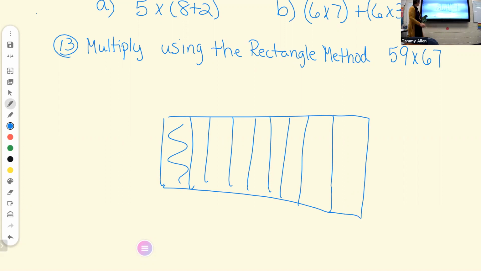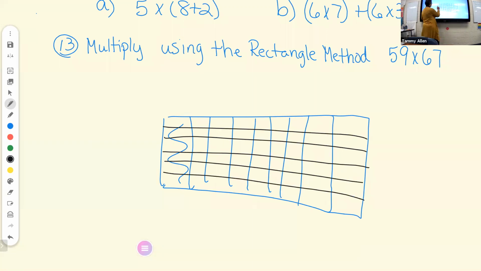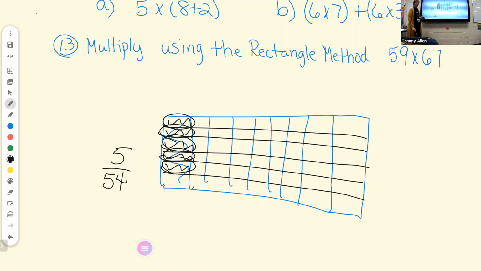Right? And then we could do 5, 6, and we could do 6 sections this way, and shade in 5 of them, right? And what fraction of the entire rectangle have we shaded in? How many pieces have we shaded in? 5 out of how many? 54, not 9. 5 out of 54. Is that in lowest terms? Yes, it is. Okay.